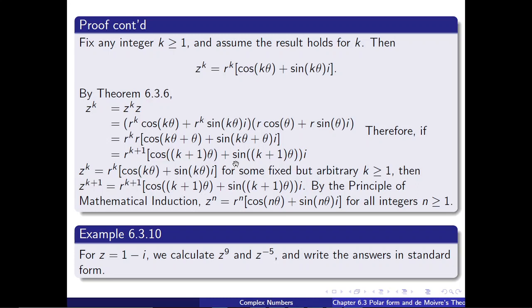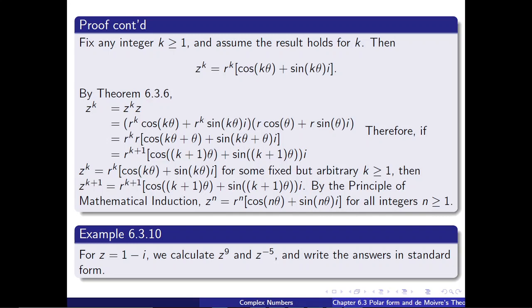And so z to the k plus 1 is equal to r to the k plus 1 times that. So therefore, if z to the k is equal to r to the k times that for some fixed but arbitrary k, then this happens. This means that by the principle of mathematical induction, our original statement is true for any integer that is greater than or equal to 1.